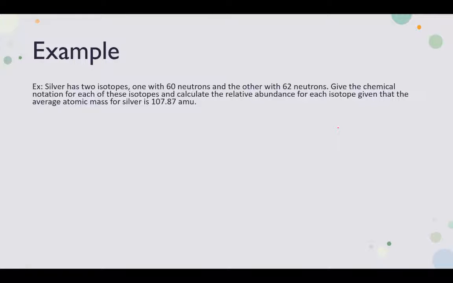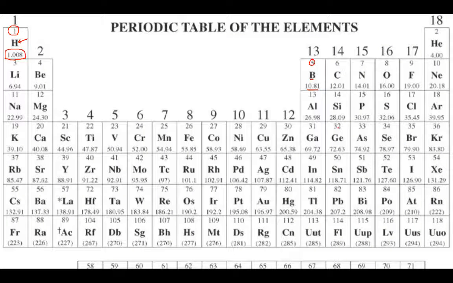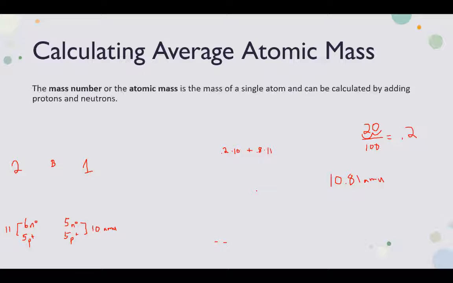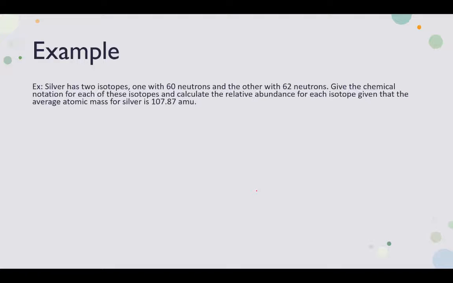And so that number can be found on the periodic table when we look at silver. Here is silver. It has 47 protons, and the average atomic mass is 107.87. Okay. So we know that we have 2 isotopes, and when we add them together, the average atomic mass is 107.87. So when I add my percentage times my mass of the first isotope plus the percentage times the mass of the second isotope, I will get my average atomic mass.